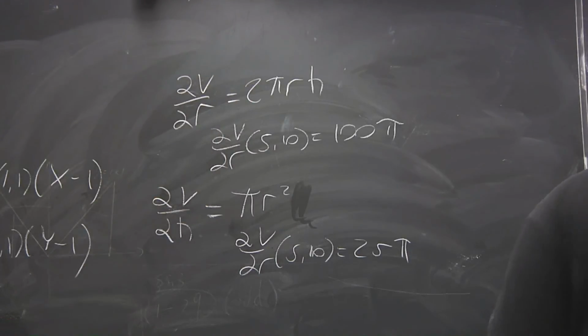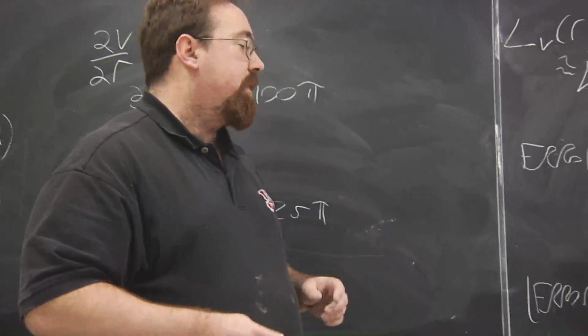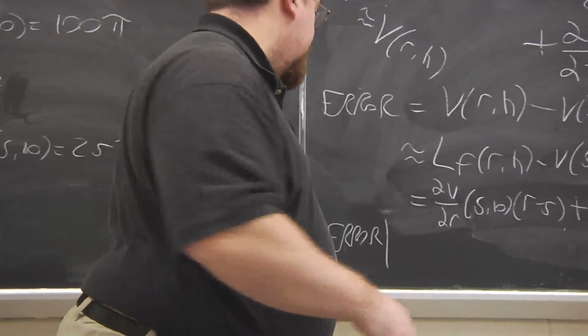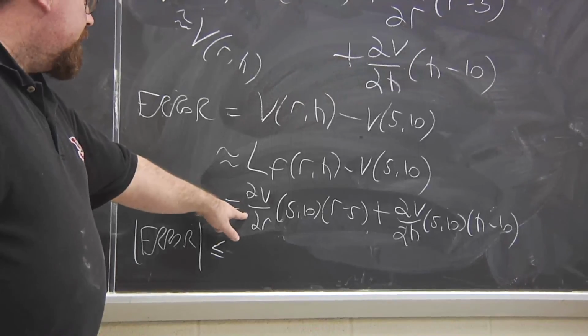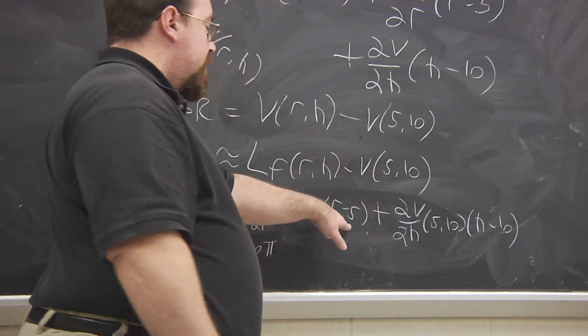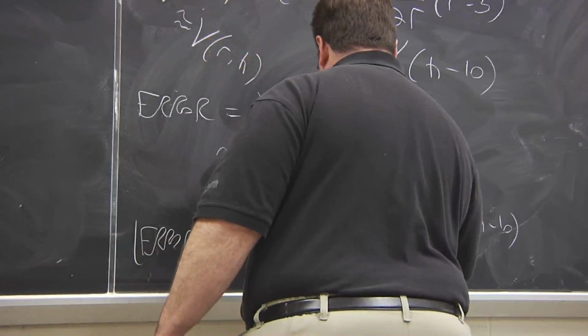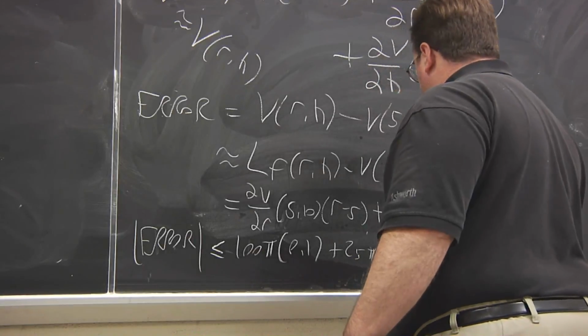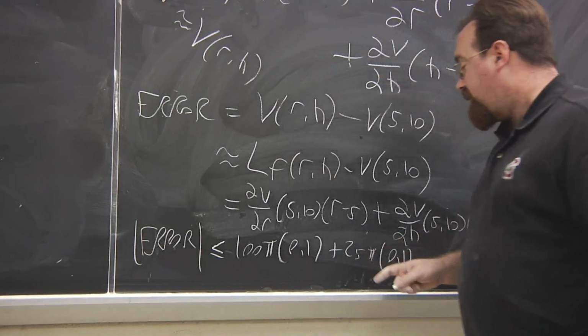Now, the error can be positive or negative. It's the magnitude that we care about. So the error is going to be bounded by this derivative, dV/dr, which is 100 pi, times the maximum possible change in r, which is 0.1, plus 25 pi, again times 0.1, the maximum possible change in h.